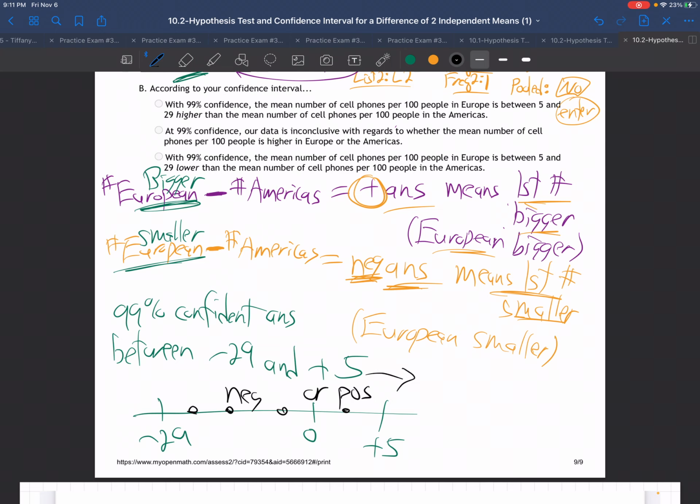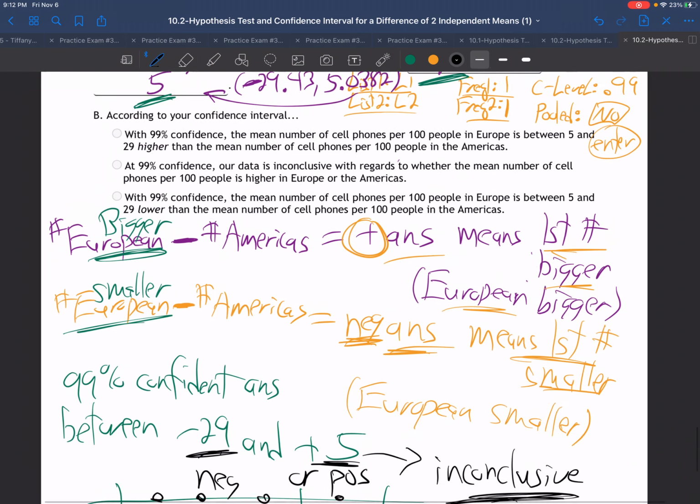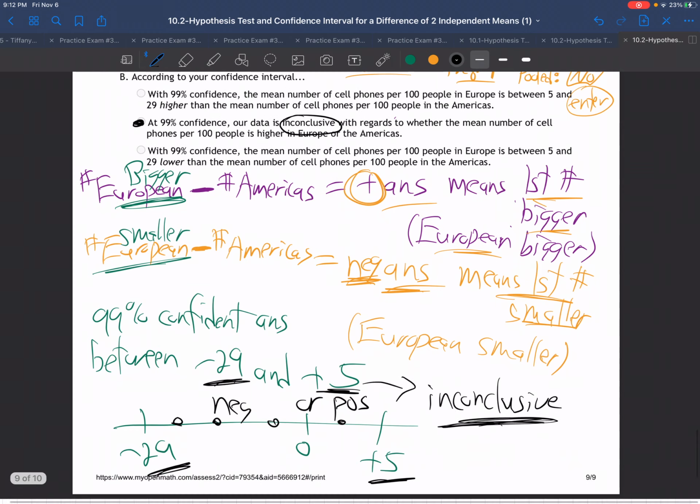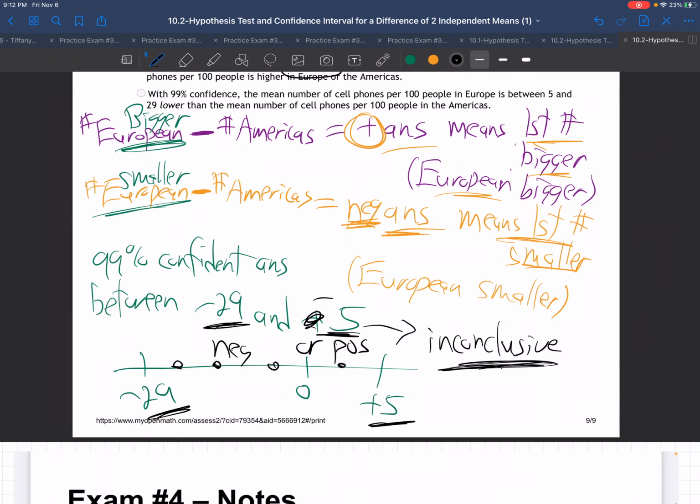So that means it's inconclusive. You see, when you get an interval that goes from negative territory to positive territory, the answer could be negative or positive. So we don't know which one's bigger. We don't know if the average number of cell phones used by Europeans is bigger or America's is bigger. We don't know. Inconclusive.